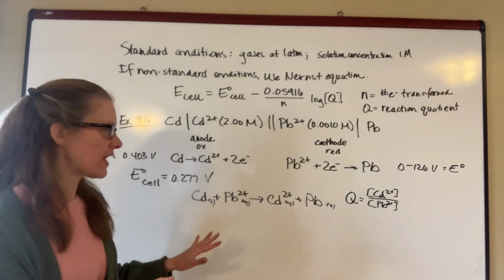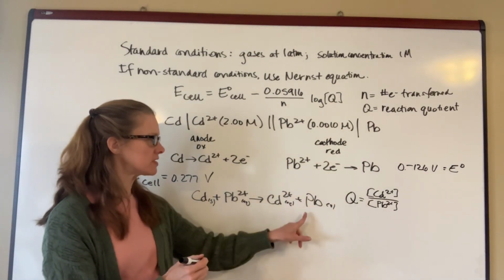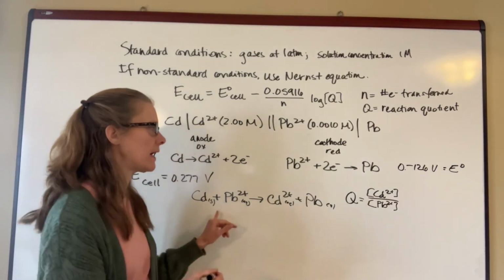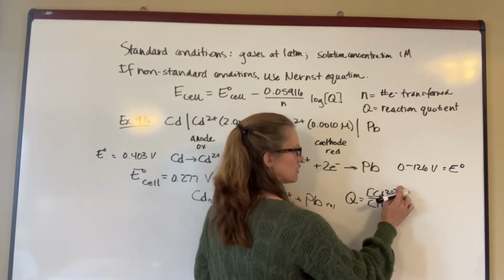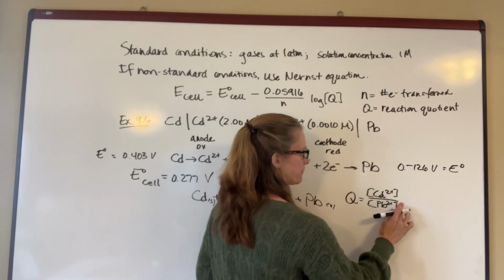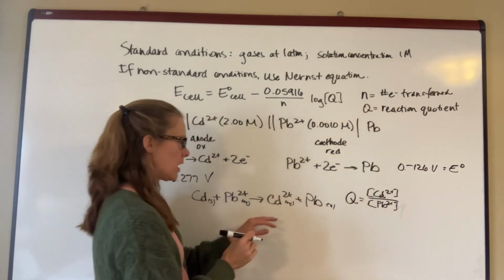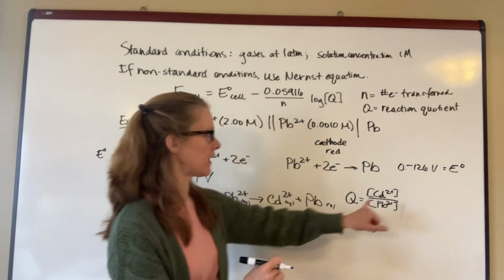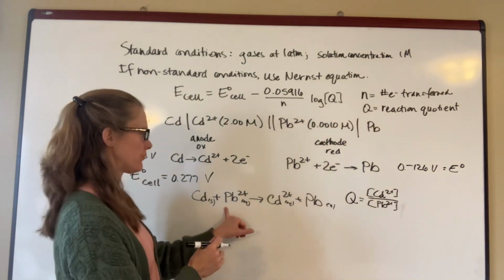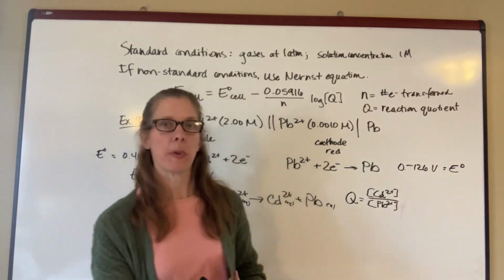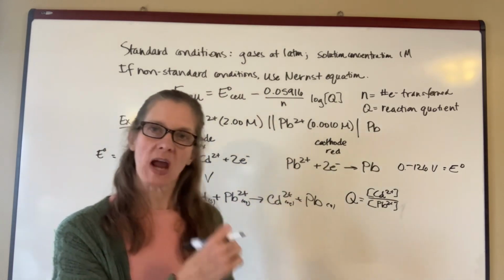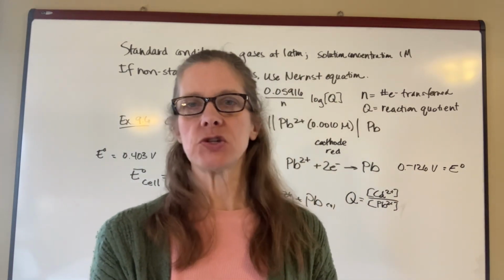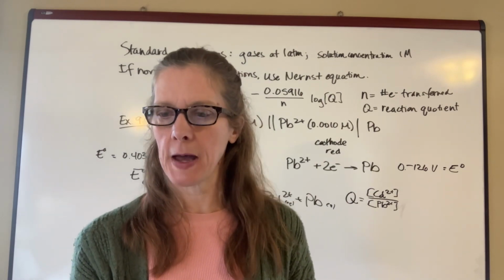Again, remember that if there were coefficients in front of the cadmium or the lead, they would have to go up here as an exponent, but I don't have that here. If there was a 2 in front of there, then I'd have to square this. If there was a 3 in front of that, I'd have to cube that. But because they're just ones, I don't have to worry about that for this one. But watch out for that in case you have a problem where you do have to do that.